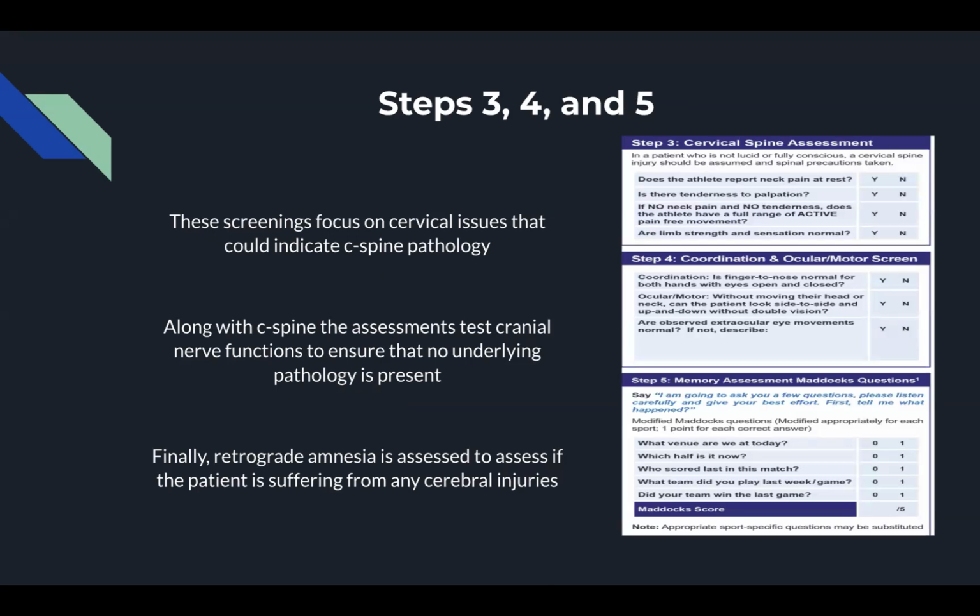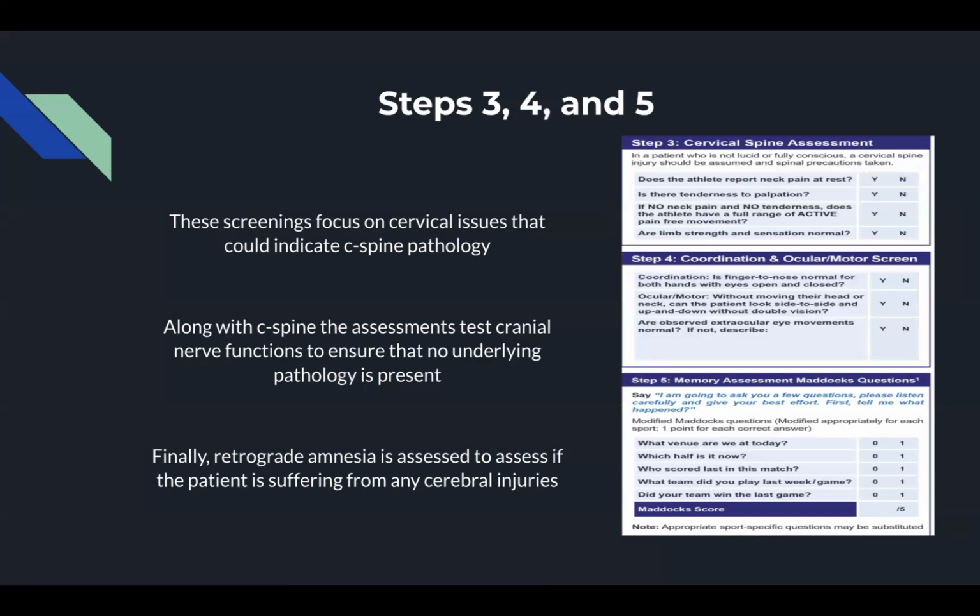So steps 3, 4, and 5 kind of go quickly. The shorter sections here. So first one is step 3, which is the cervical spine assessment. And this can be easily broken down by reading the prompts. So does the athlete report neck pain at rest? Is there tenderness, palpation? If no to both of those, are they moving around?